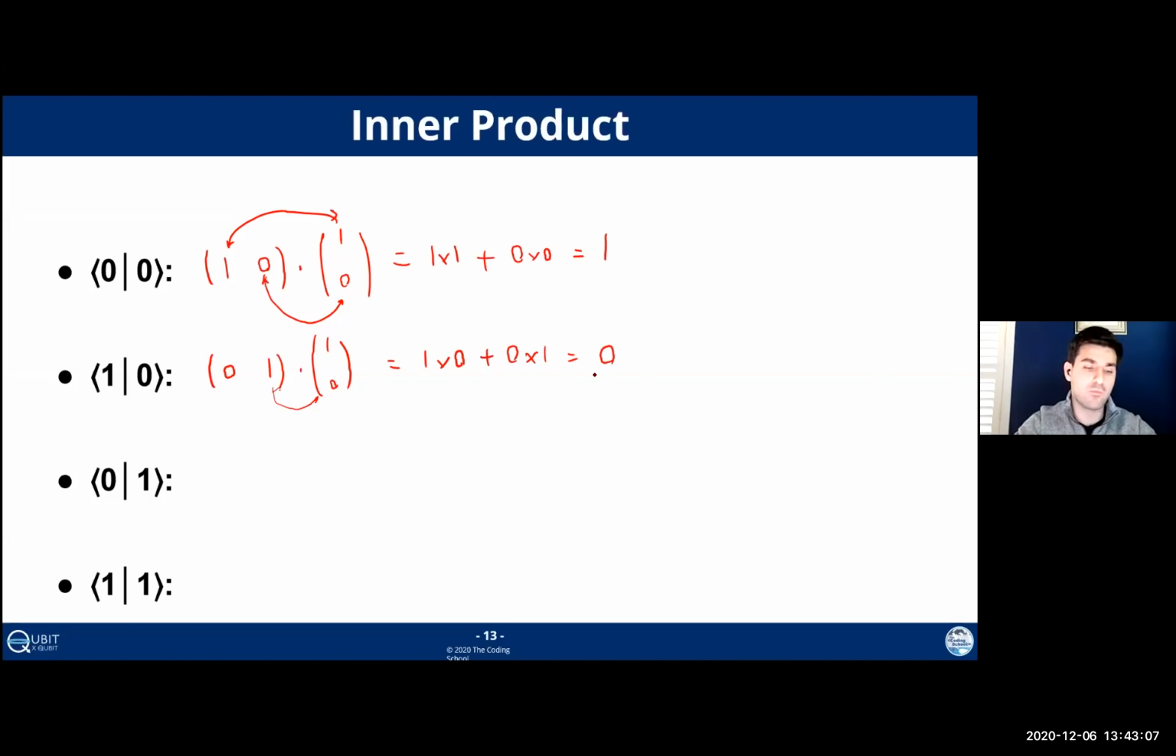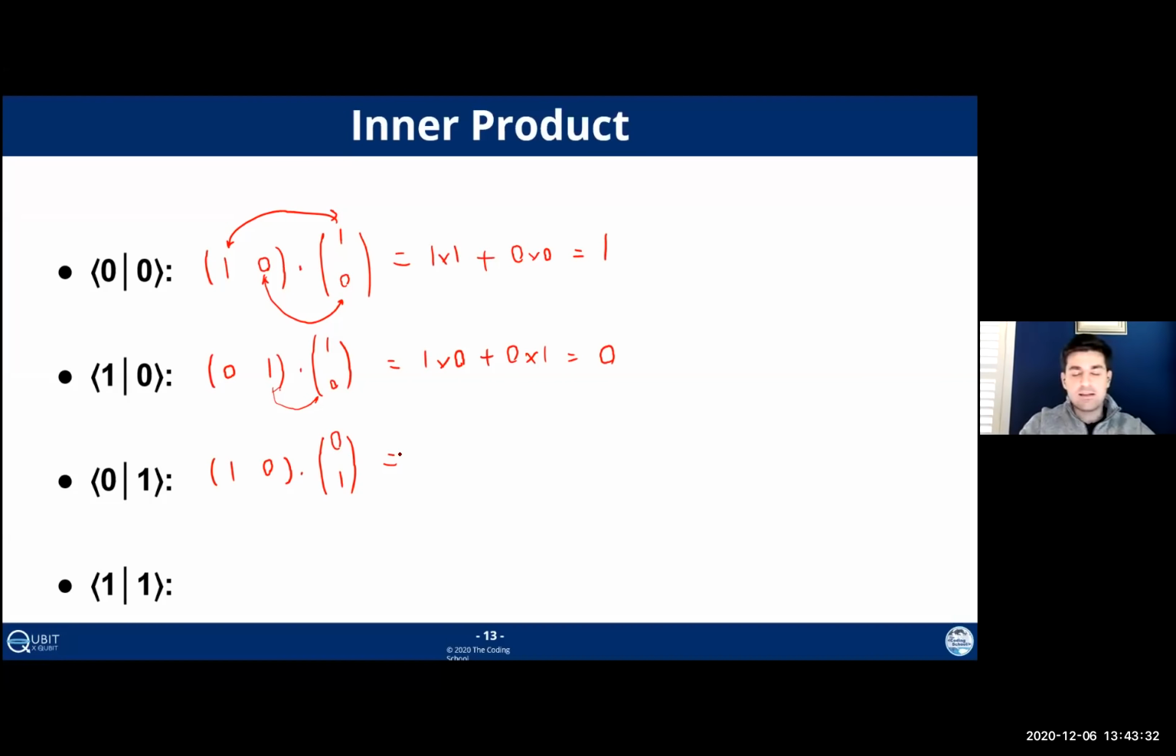Now I have the bra of 0 with the ket of 1. And again, the bra of 0 is going to be 1, 0. And the ket of 1 is going to be the column vector with a 0 as the first entry and 1 as the second entry.